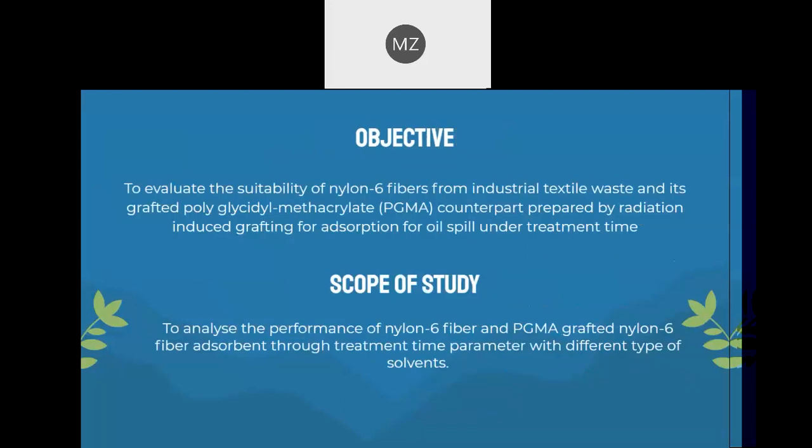The objective of the study is to evaluate the suitability of nylon 6 fibers from industrial textile waste and its grafted PGMA counterpart, prepared by radiation-induced grafting, for adsorption of oil spill under varying treatment time. The scope of the study is to analyze the performance of nylon 6 fiber and PGMA grafted nylon 6 fiber adsorbent through treatment time parameters with different types of solvents.